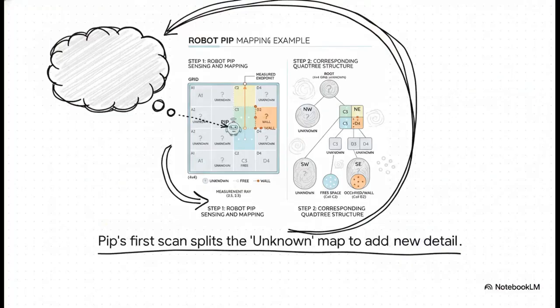So, Pip starts out in a completely unknown room. The map is just one big, gray, unknown square. Then, Pip sends out his very first sensor beam, and bam, it hits a wall. The QuadTree just springs to life. That one big node immediately splits into 4 smaller ones, adding all this new detail to show that the path the beam took is free space and the point it hit is a wall. The other parts are still unknown for now.